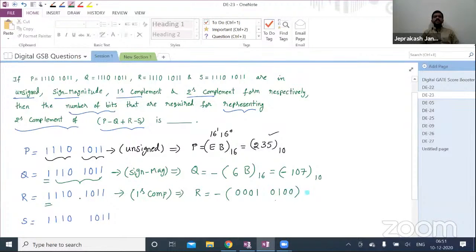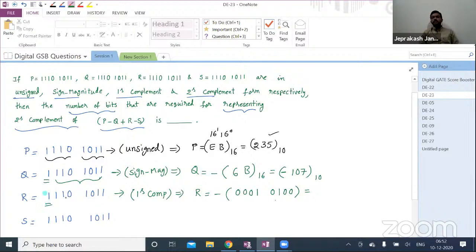0100. See, whenever they mention one particular number is represented in ones complement form, you have to observe the starting bit. If the starting bit is 0, it is a positive number. If the starting bit is 1, it is a negative number. If the starting bit is 1, then you have to apply ones complement to this number. From there you will get the magnitude.